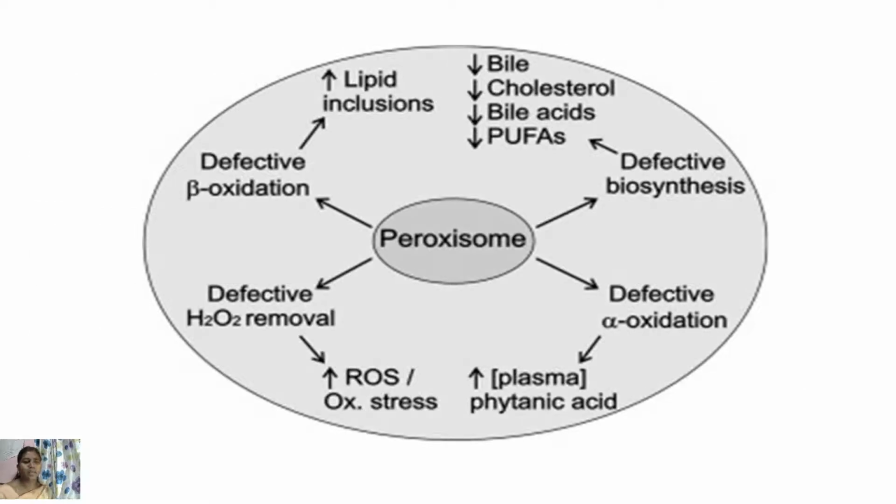This is an overall summary of peroxisome function, where it has a role in beta oxidation and also in the degradation of defective lipid inclusions. It has a role in the metabolism of bile salts, cholesterol and polyunsaturated fatty acids, and also in the degradation of the defective polyunsaturated fatty acids, bile acids, cholesterol and bile salts. It has a role in the alpha oxidation of phytanic acid, which is present in the plasma, and also in the degradation of defective alpha oxidation products, that is, degradation of phytanic acid, which is present in the cytoplasm.